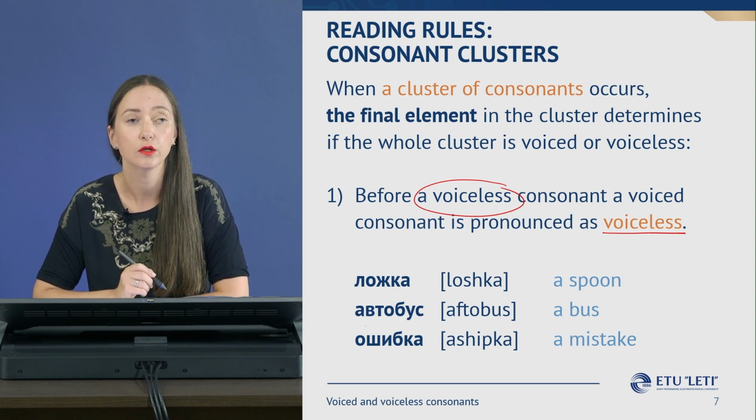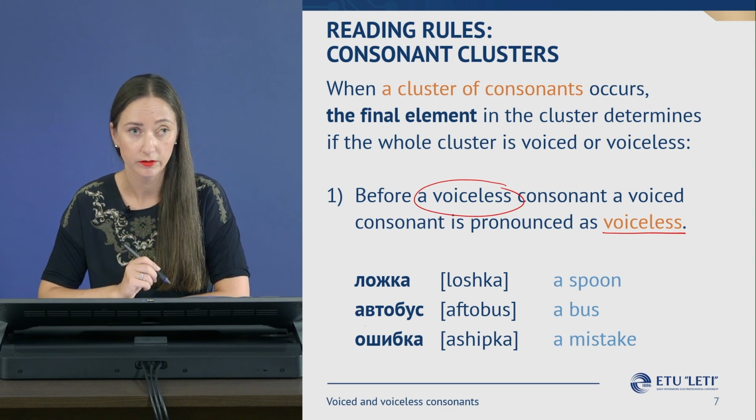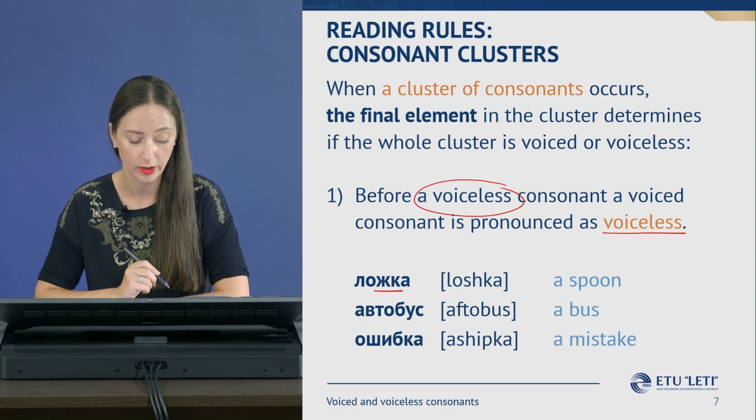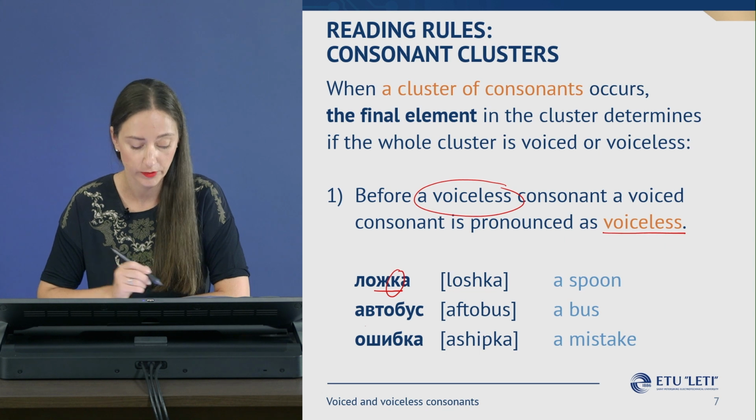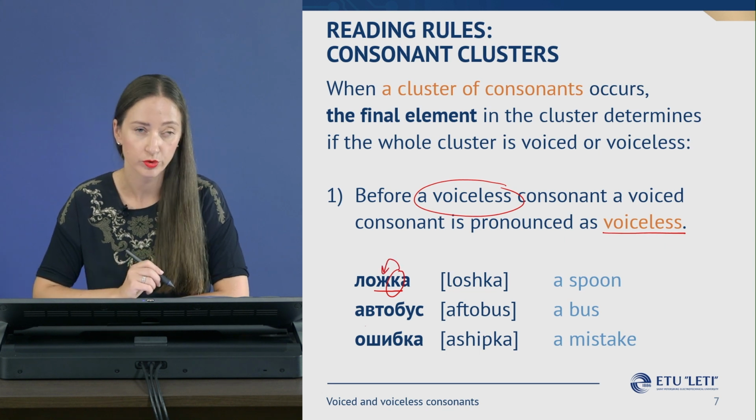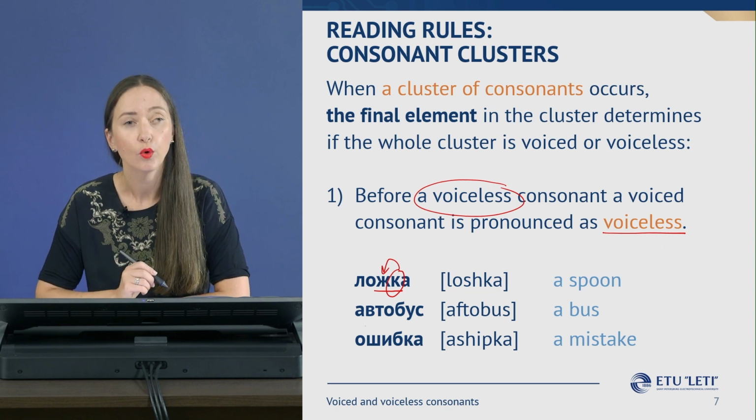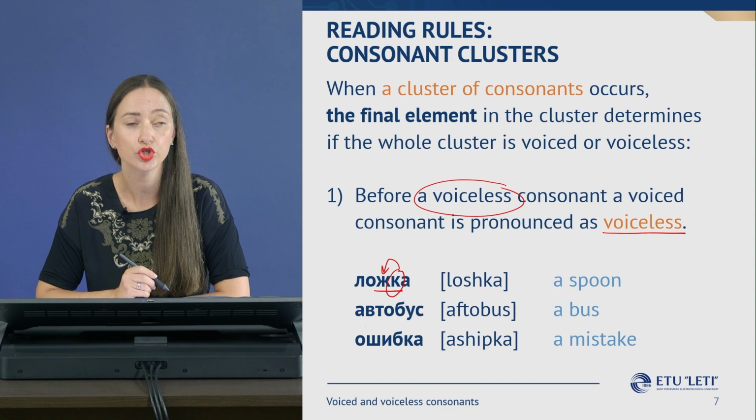The first word, ложка. Let's identify a cluster. You see a group, 2 consonants together. The final one is devoiced, k. It will affect the previous consonant. So, zh, voiced, will become sh because of k, right? So instead of saying ложка, you say it as ложка.